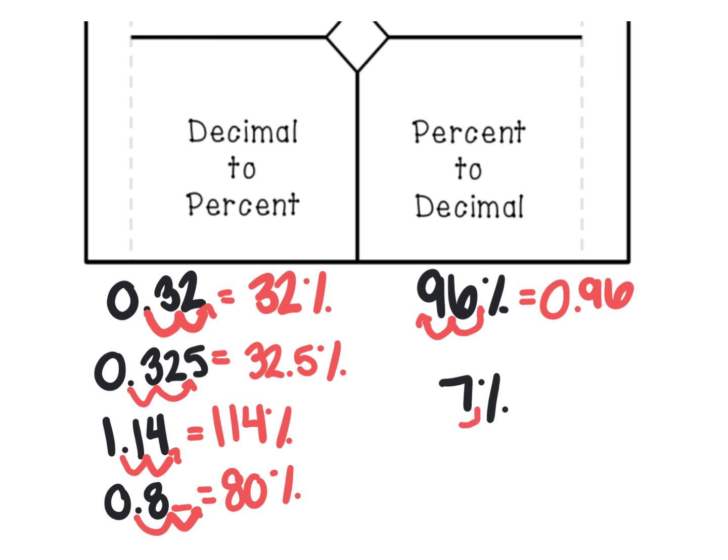What about 7%? Yep, we're going to have to add some zeros. So move over 2, fill in here. We're going to have 0.07. 7% is 0.07. Okay. Get all of those examples down.